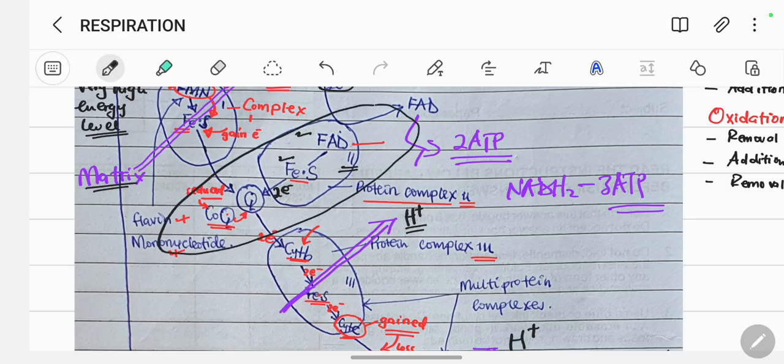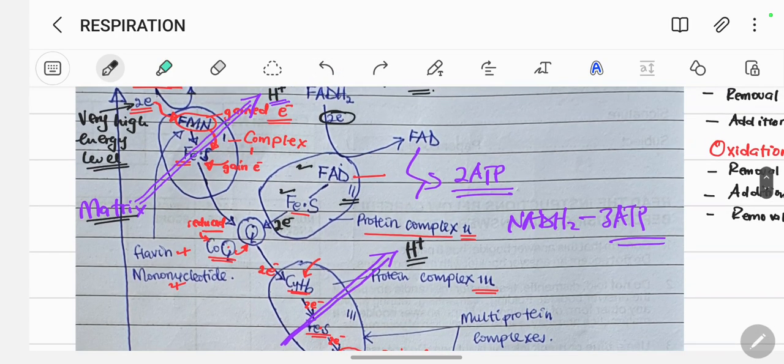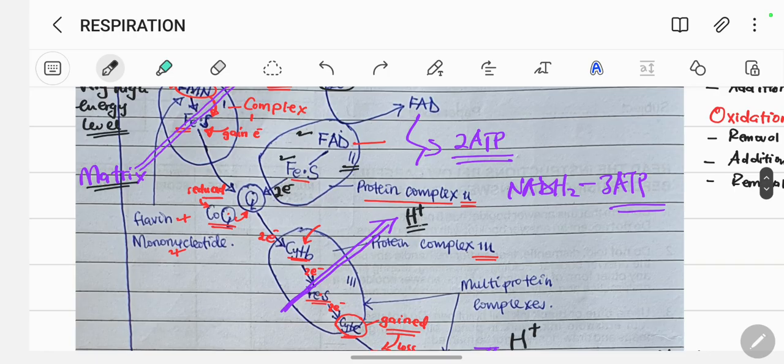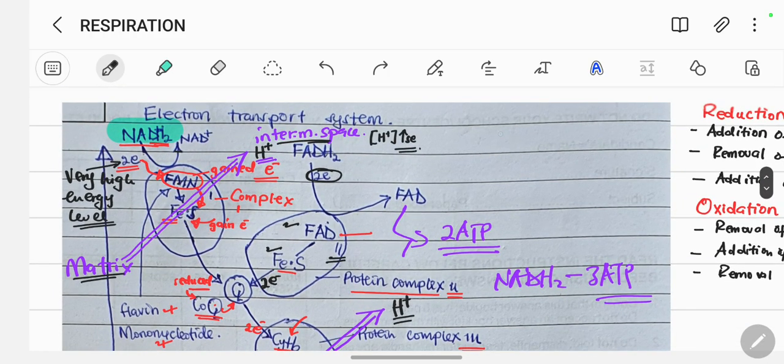Now, since FAD gave us those electrons at a slightly lower energy level, because FAD submitted them at a lower energy level, it's going to only pump 2 hydrogens. So the electrons submitted by FAD are going to only pump 2 hydrogens, and every hydrogen ion is responsible for at least 1 ATP molecule. So if there are 2, they are going to give us 2 ATP molecules.